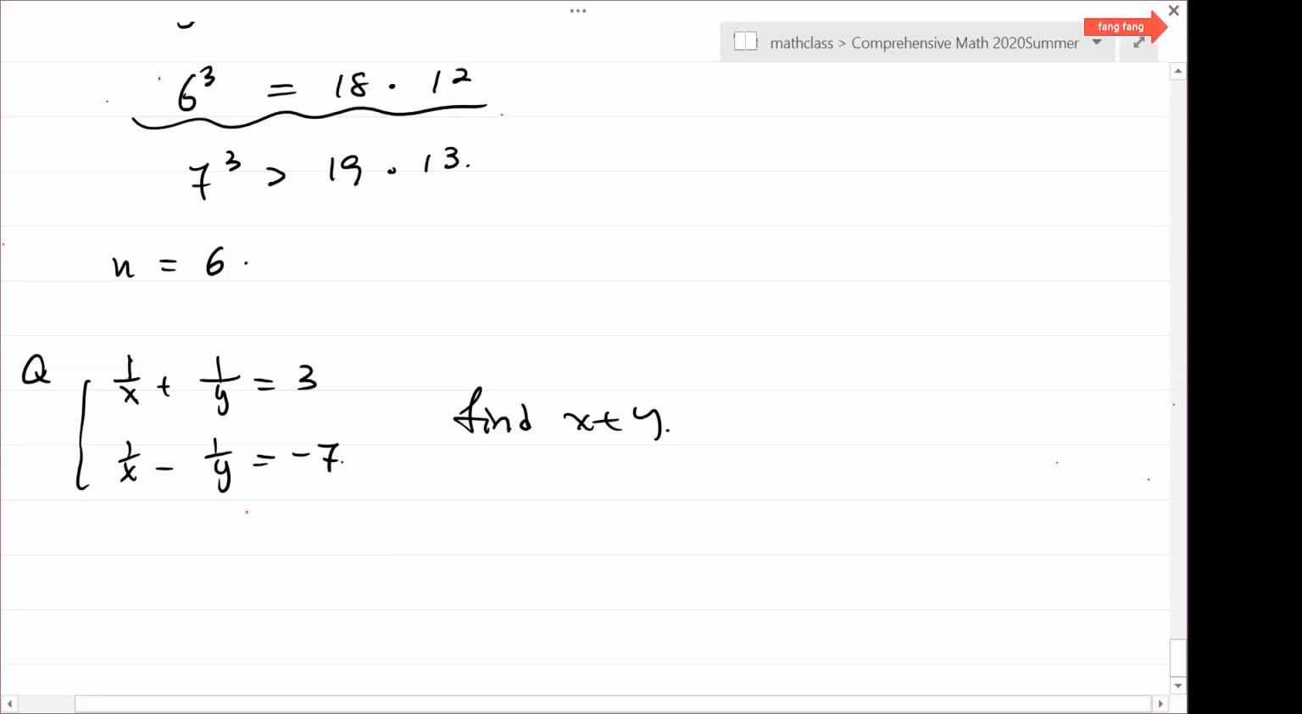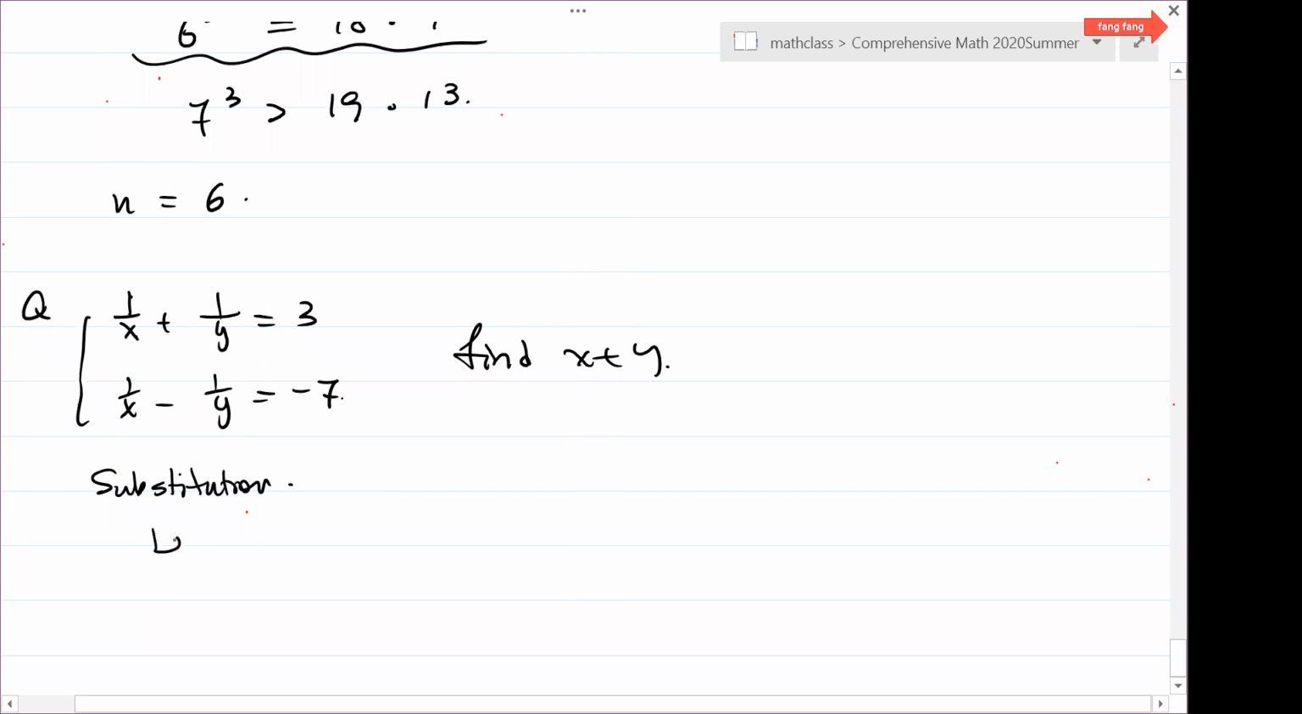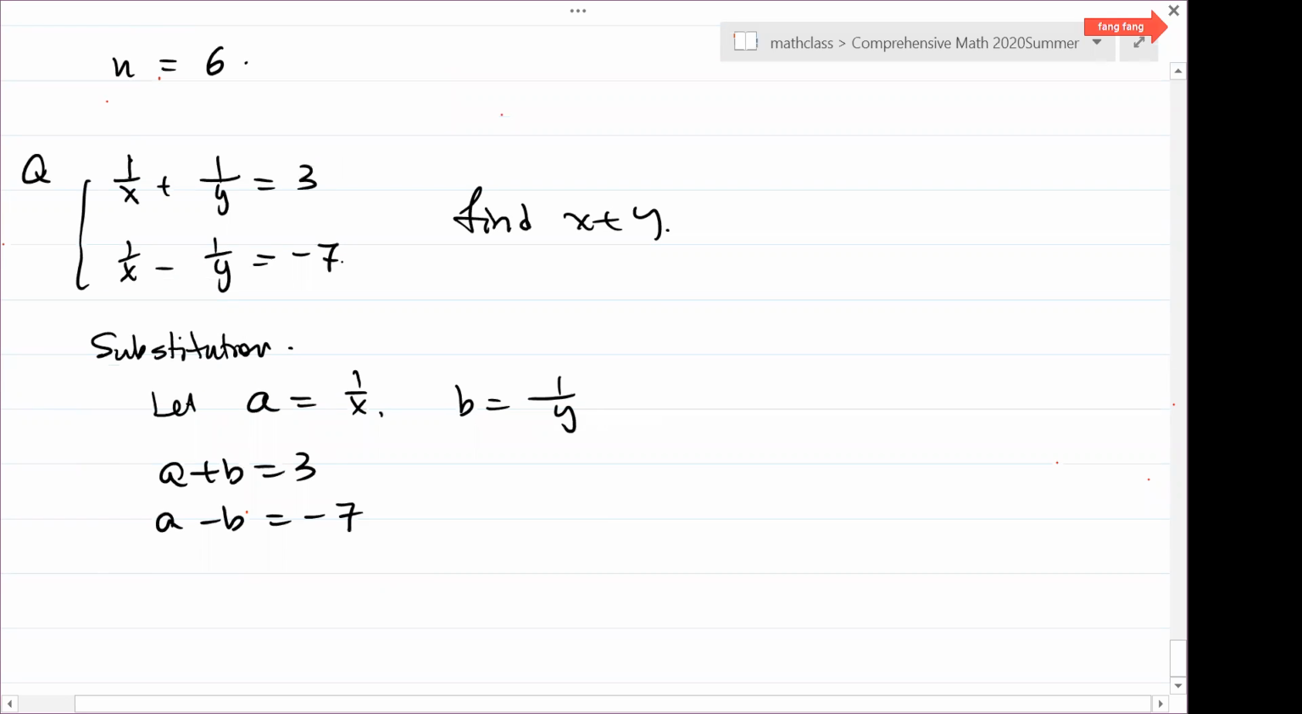When you look at these 2 equations, I find that x only shows up in 1 over x, and y only shows up in 1 over y. So the method we are going to use is called substitution. You can let a be 1 over x, and b be 1 over y. Then you end up with a plus b equals 3, and a minus b equals -7. So the equations look much simpler, right?